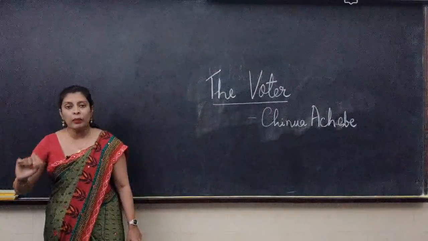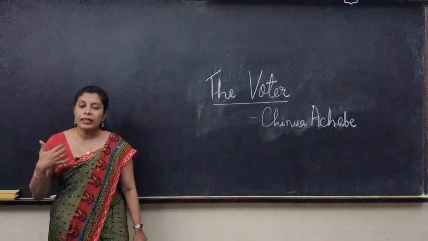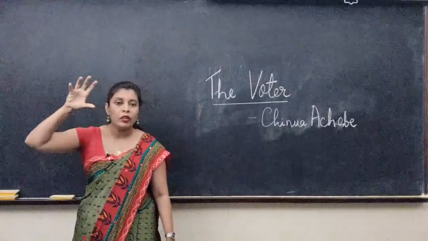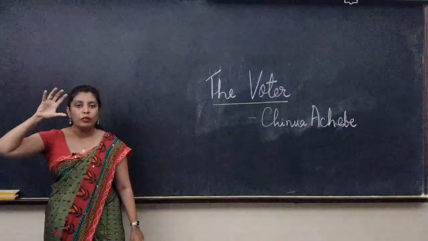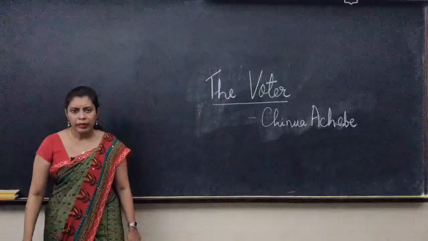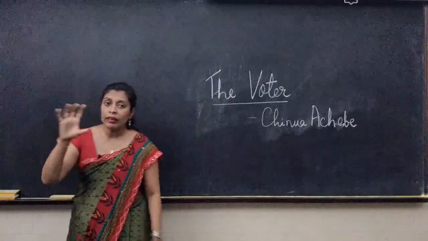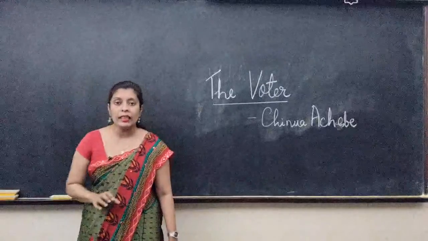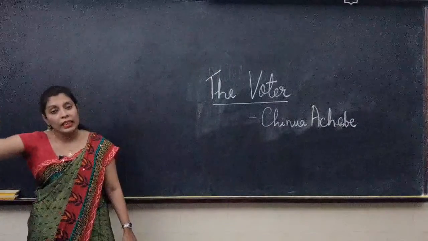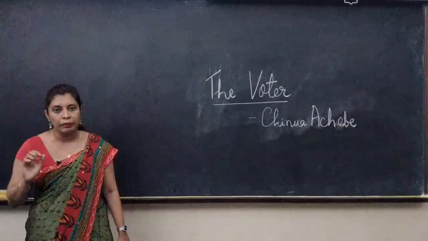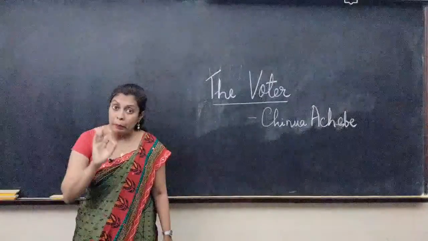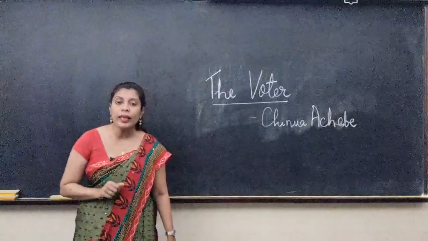Chinua Achebe is a Nigerian writer, and basically all his write-ups are based on Igbo tradition. Igbo is a tribe in Nigeria. In this lesson, The Voter, he has written the story of how the system was back in Nigeria, in the Igbo tradition, among the people of Igbo. But in general we can discuss.